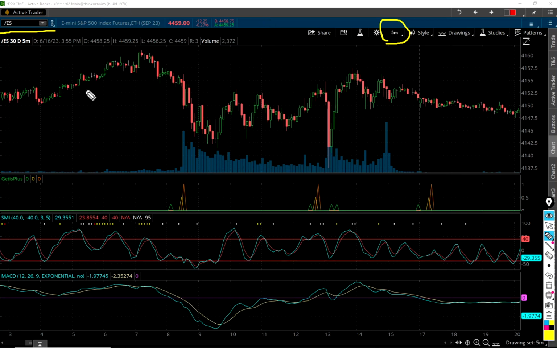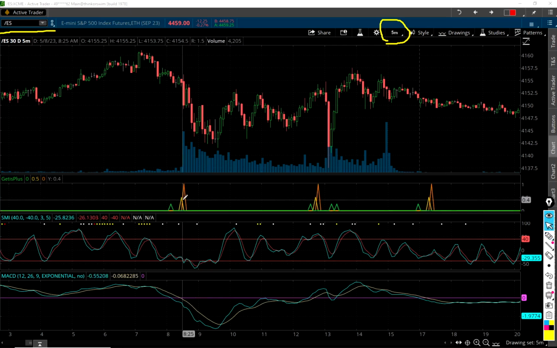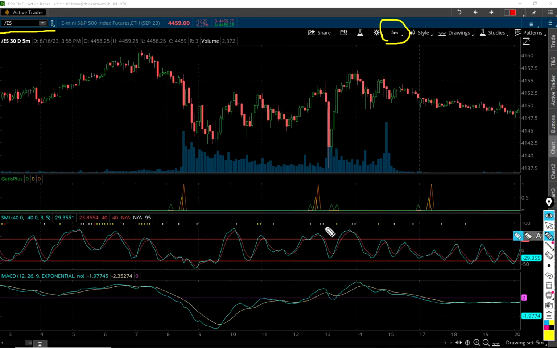So I have a 5-minute chart here. It's 30 days, which means I've gone back quite a ways. This is sometime back in June. Let's see, where's this one at? Yeah, this one's way back on May 8th of 2023. So it doesn't really matter. We're just arbitrarily going to pick some different places on the 5-minute chart.